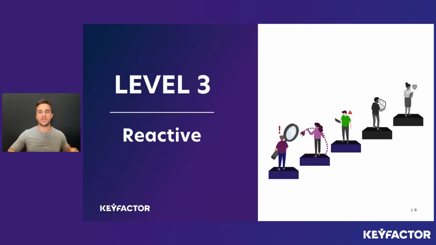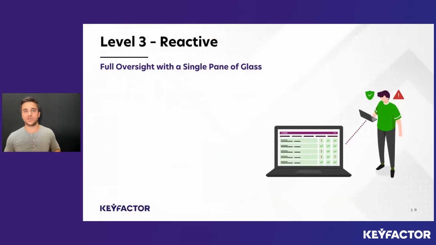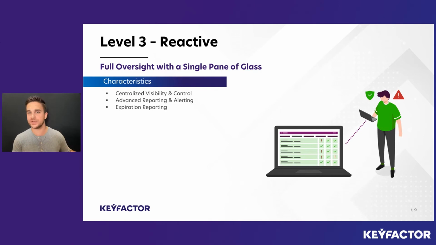Okay, moving on to level three. Now you're in a reactive mode. So this is starting to look better. You're out of level one, you're out of level two, and you're getting into this. You have full oversight, a single pane of glass, central visibility and control, and a lot of advanced reporting and expiration alerts. Those are all coming together into one console that you can view everything from.